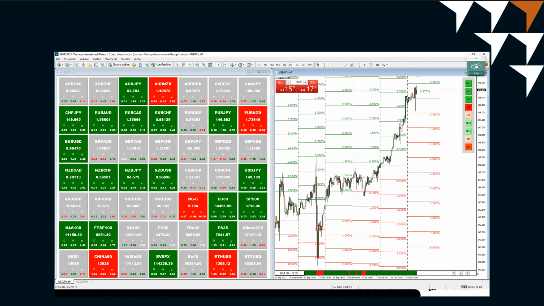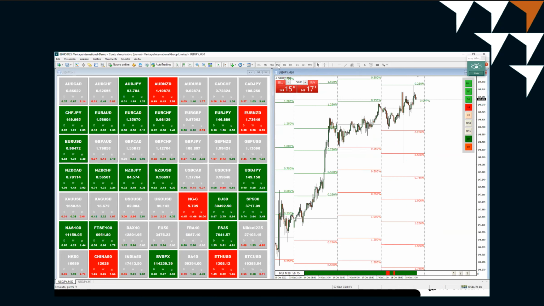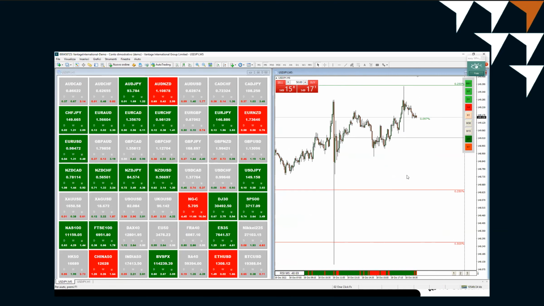And if we go on a lower time frame, H1, we can see that it's still bullish. M30 still bullish, perhaps no, even on M15. On M5, we have no clear sign that this is about to break down.